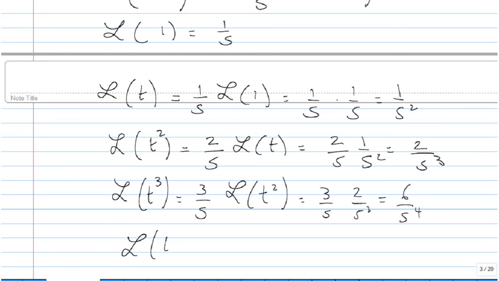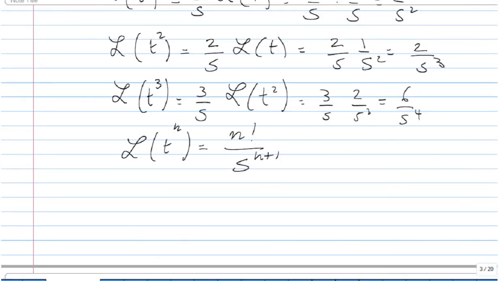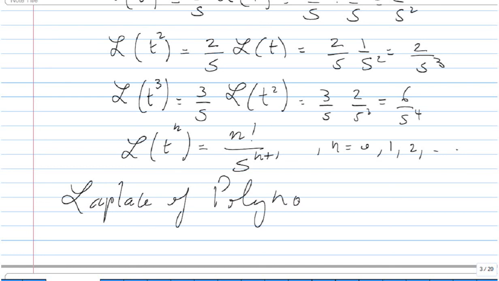So by induction, one can easily show that this is n factorial over s^(n+1), for any n equals 0, 1, 2, etc. Okay, so this gives me a formula for the monomial t^n. From here, we can now do the Laplace of polynomial functions by linearity of the Laplace transform.